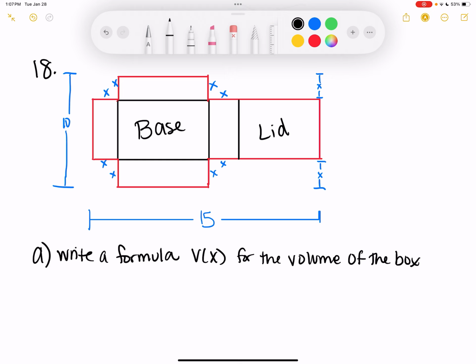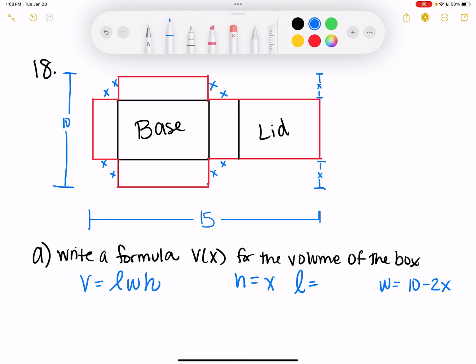All right, so what is, generically, the volume of a box? Length times width times height. Now, what's the height in this case? X. What about the length? Give me a moment. Let's go with 10 minus 2x. Okay, that's the width.